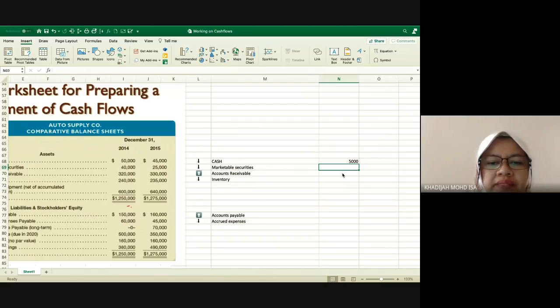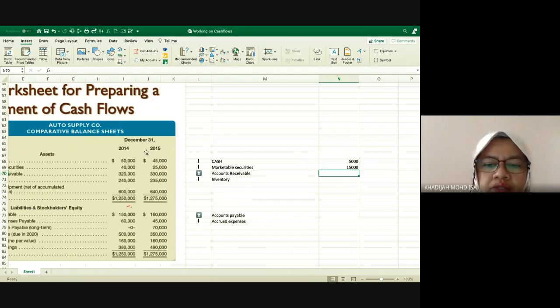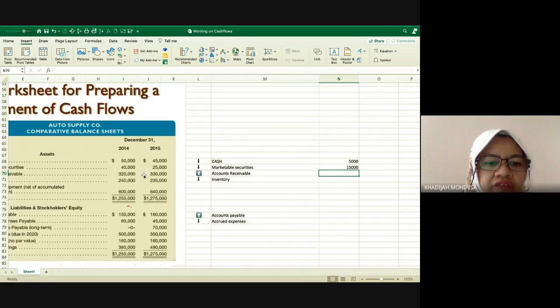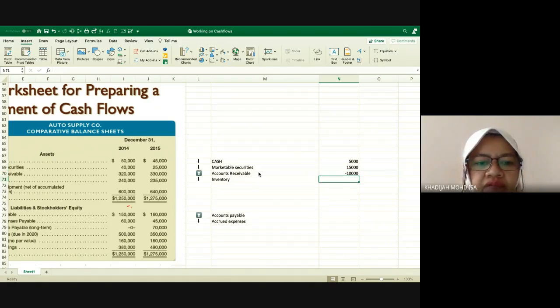Marketable securities, by how much? 40 to 25, so it decreased by 15,000. Because this is a current asset, whenever there's a decrease, you plus. But whenever there's an increase, for example here, an increase of 10,000, because a current asset increased, you minus 10,000. And then inventory decreases, so you plus again. Inventory 240 to 235, so you add 5,000.